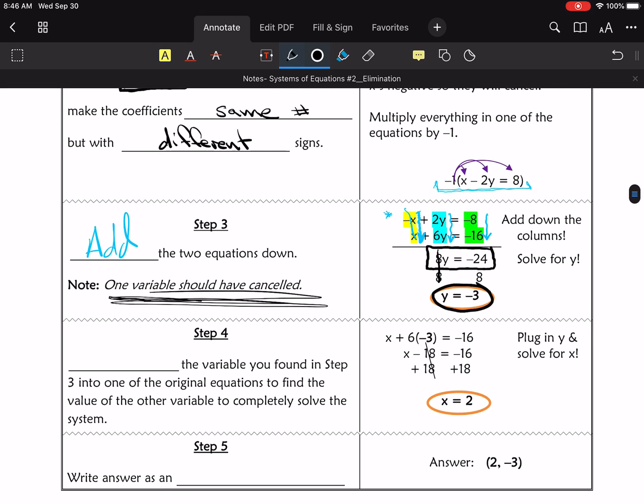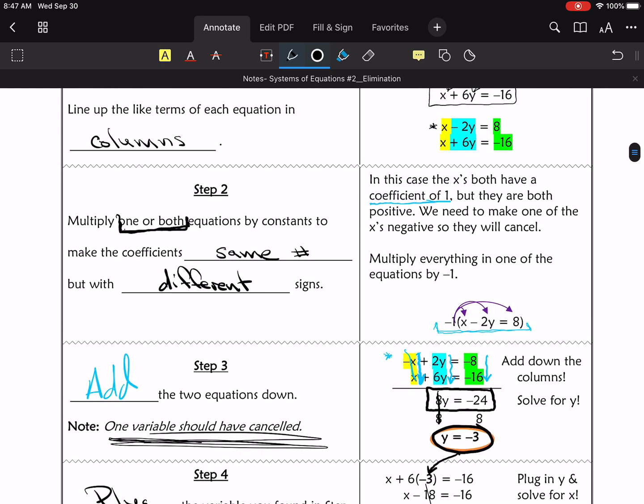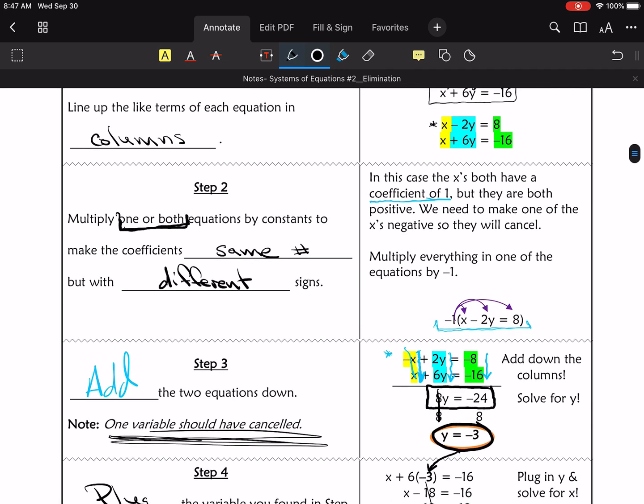Now, the final step here, whatever variable I found, in this case we found y, I'm going to plug that variable into one of the original equations. And then solve for the other variable. So in this case, I'm plugging in negative 3 for y. And again, always go back to the original problem. So in this case, we're plugging into the bottom equation.